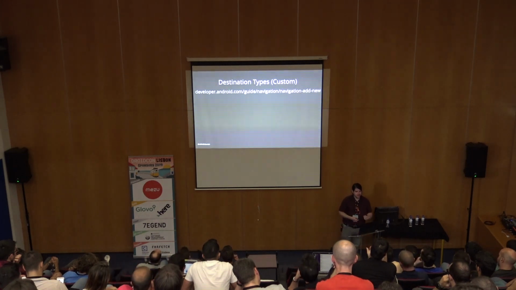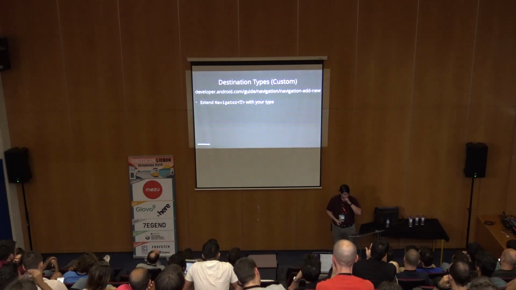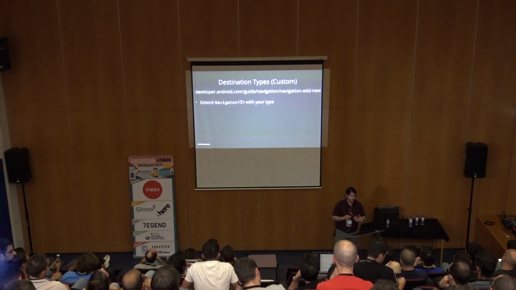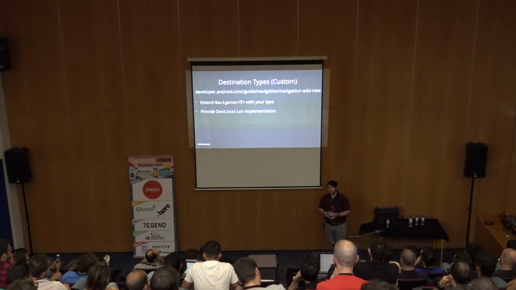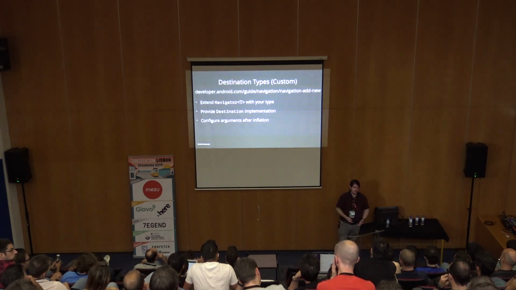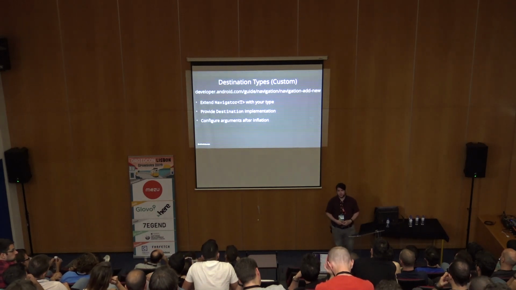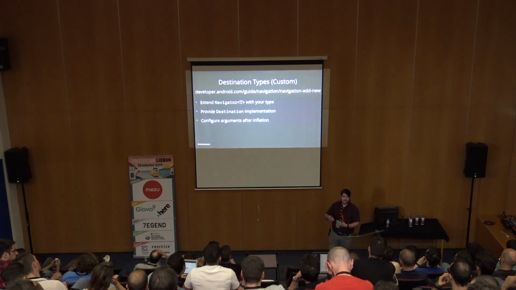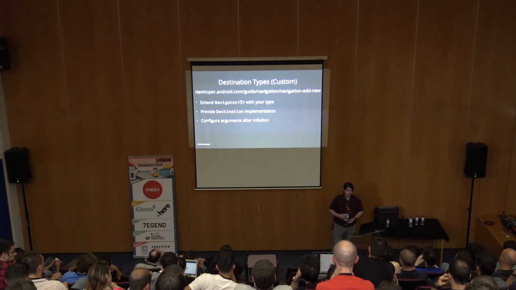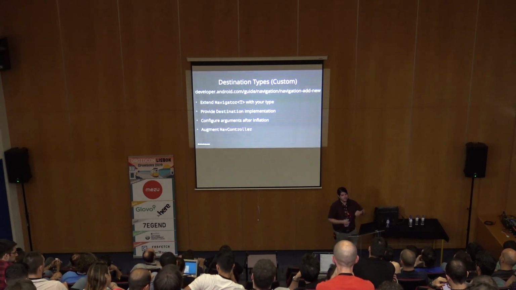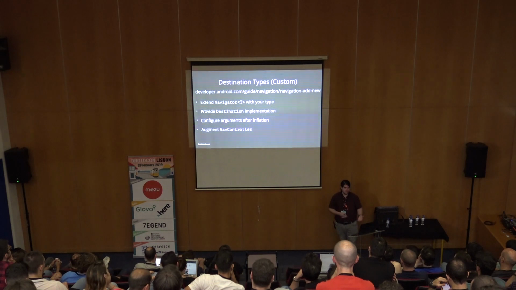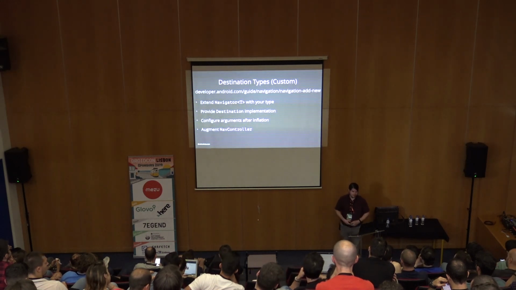So first off, you start with extending navigator with your type. And this will say what type that is I need to navigate to, and then you'll provide the destination implementation. This is how you instruct the navigation library what the destination looks like, and how to get there. So you have the configuring of arguments after the inflation. In the circumstance of fragments, you might want to inflate it and then provide the arguments, or even maybe with activities sometimes. And then you have the nav controller, which will need to register this destination type navigator. Quite similar to how you might handle fragment factories or model factories. It's a similar kind of process.